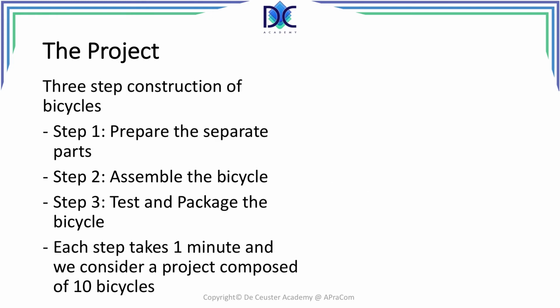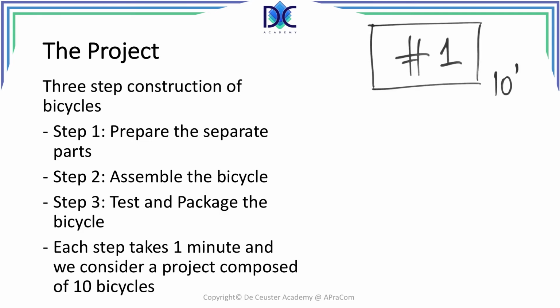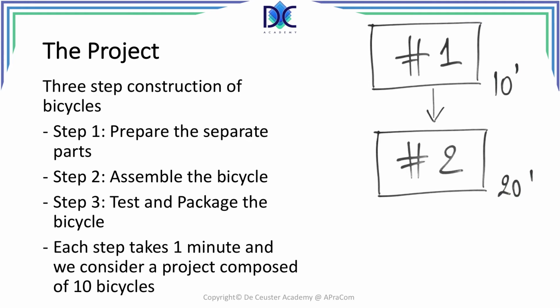Let's look at an example of a small project, a project which is composed of making some bicycles. We have a first step which prepares the separate parts for the bicycle. Step 2 is the fast assembly of the bicycle, and step 3 is testing and packaging the bicycle for shipment. Let's consider that we are working very fast. Each step takes 1 minute per bicycle, and our project is composed of 10 bicycles. So step 1, preparing the parts for 10 bicycles, would be finished in 10 minutes. Then we assemble the bicycles, which also will take 10 minutes. So step 2 will be finished after 20 minutes.